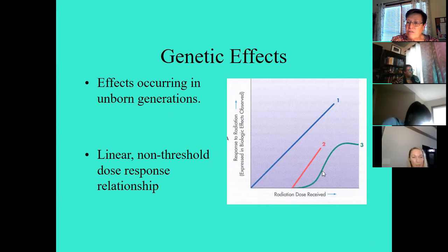The nonlinear threshold, number 3, that's the non-stochastic deterministic effects based on cell killing, not mutations. This second curve, which is a linear threshold, it's just thrown in there for fun to differentiate between the two. But typically, like I said, for the stochastic effects, cancer and the genetic effects, linear non-threshold. For the non-stochastic effects, non-linear threshold dose response.